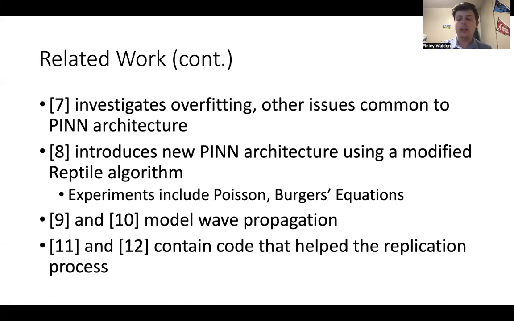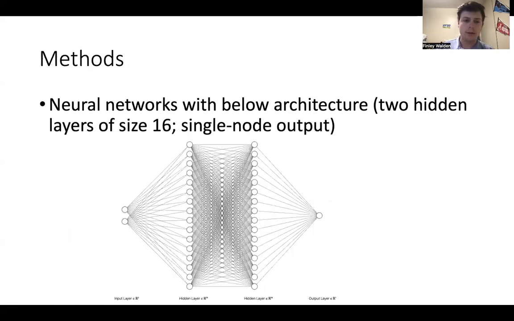Papers 11 and 12 contain some of the code. So that's the references to the code. 11 is the reference to the actual GitHub of the neural PDE package, where I found a lot of the documentation and some of the inspiration for the source code. And 12 is key in the Burger's equation experiment, particularly the analytic solving function, which I'll talk about very soon.